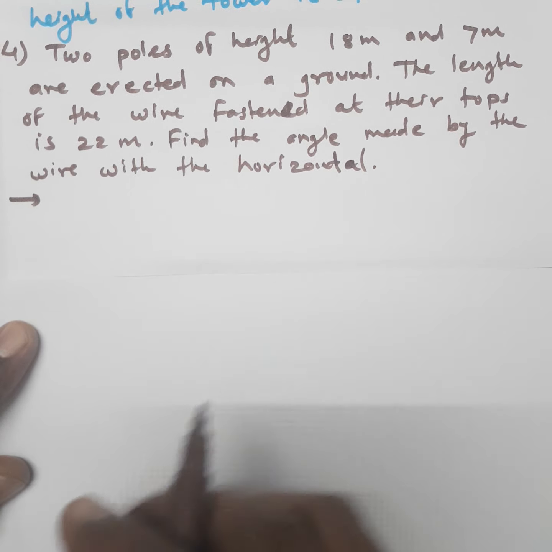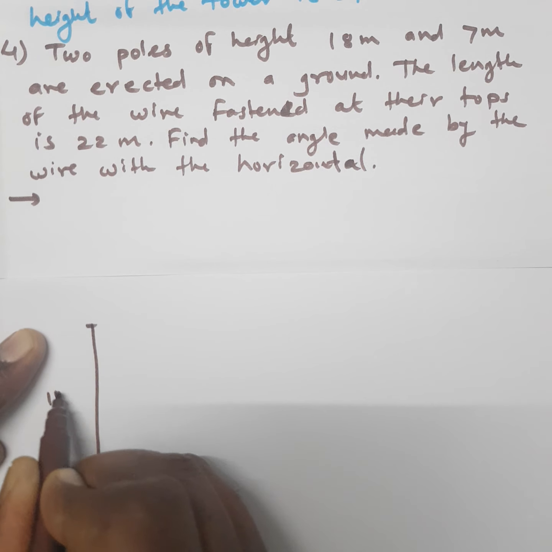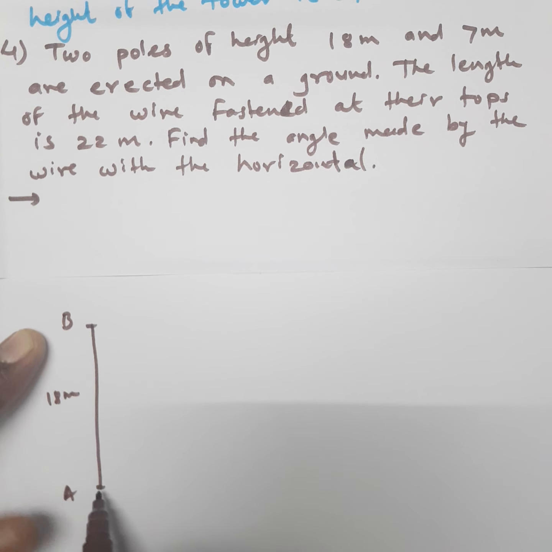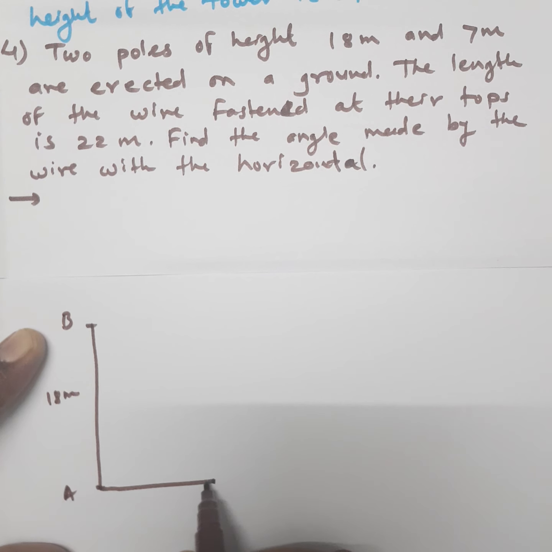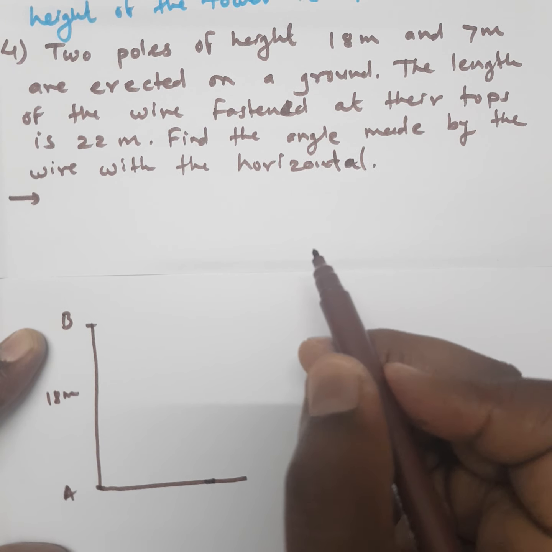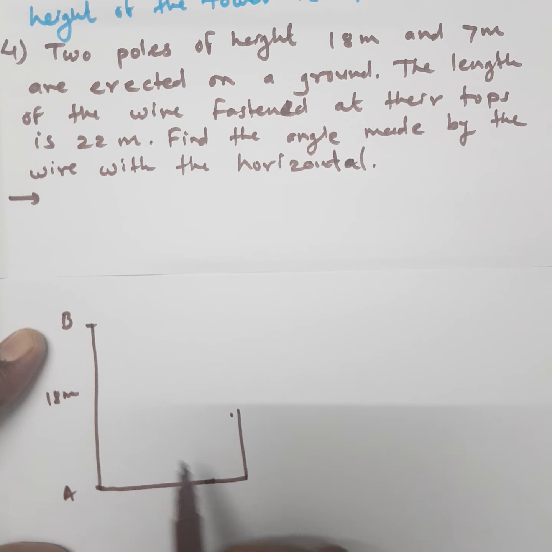Two poles. First pole is of height 18 meter, let it be AB. Then the second pole is of height 7 meter, let it be CD.